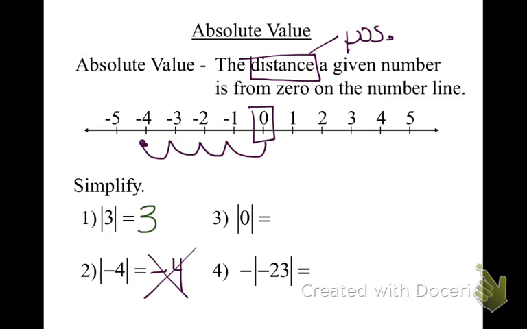Remember, we're dealing with distance, so it has to be a positive value. One little shortcut to remember is whenever you see an absolute value sign, it's always going to equal a positive number. It'll always work out to a positive number. Why? Because we are dealing with distance.